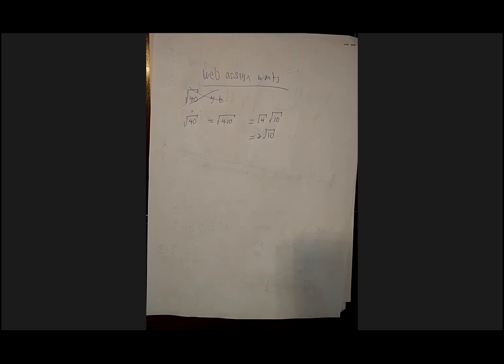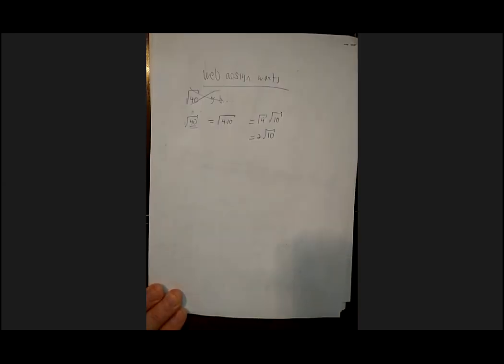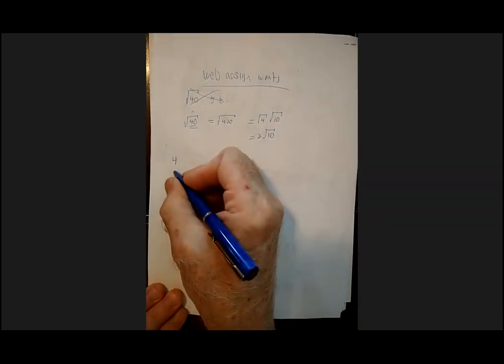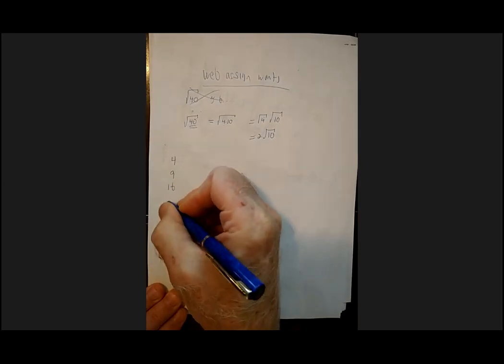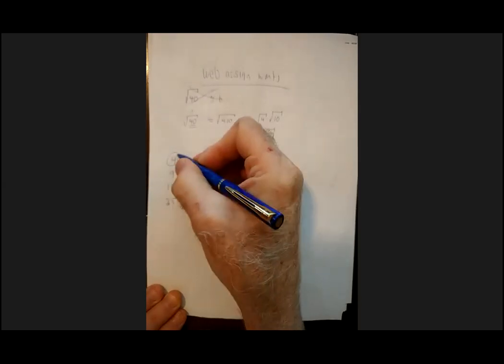Okay. And then Cece, somebody asked a question about how I got 4 times 10. I look at 40 and I say, okay, I need to factor out a square if I can. And the squares that I could factor out would be 4, 9, 16, 25. Those are kind of common squares. And I'd say, oh, I can divide 4 into 40 and I get 4 times 10. That's how I got that.